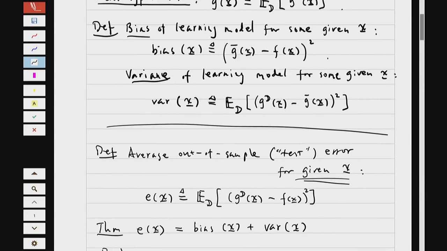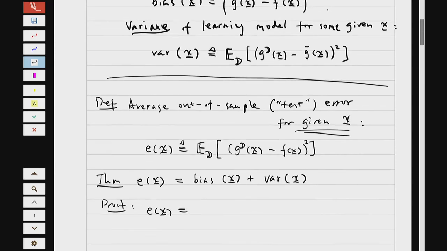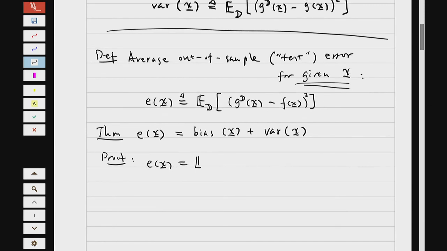So notice, what's the difference between this E of x and the bias and variance? Well, you see that E of x has g^(D) minus f. The bias has g bar minus f, and the variance has g^(D) minus g bar. So g bar is kind of the middle term that involves both of them, and that's not here. In order to show this, we just create a g bar here: we subtract g bar of x and then add g bar of x. That does not change anything, and then we can get to the terms that we want.